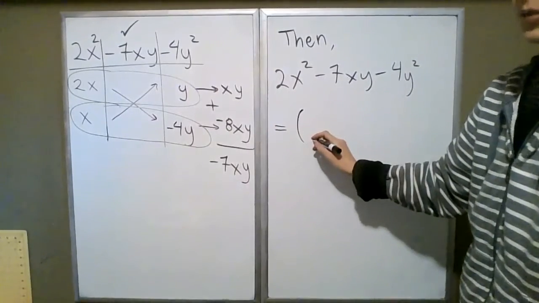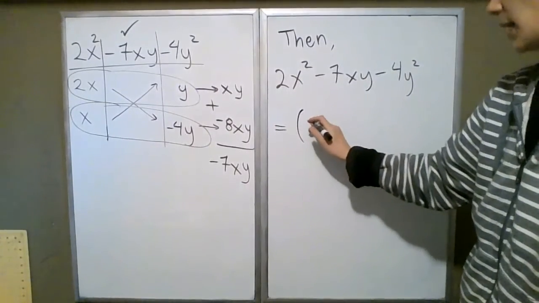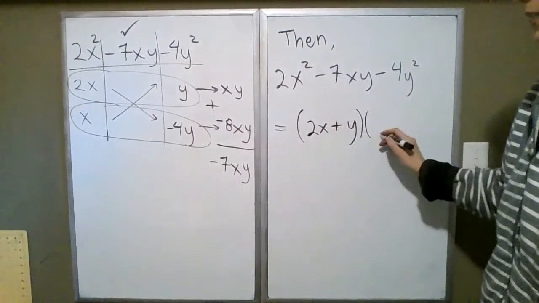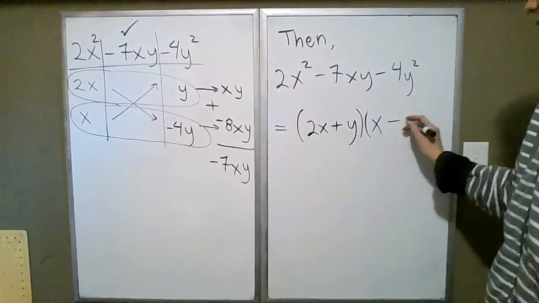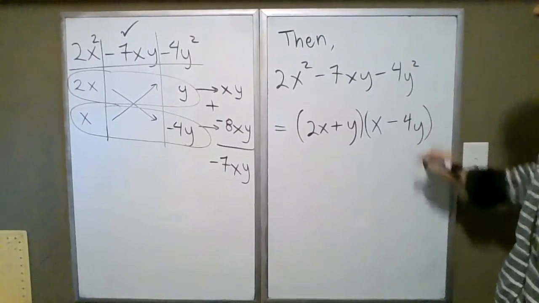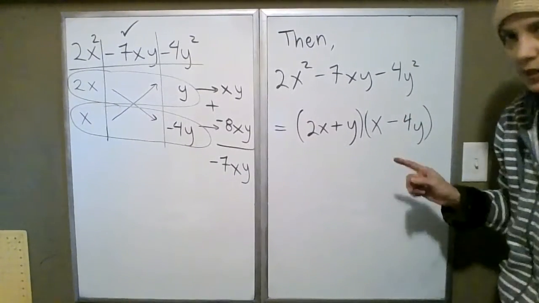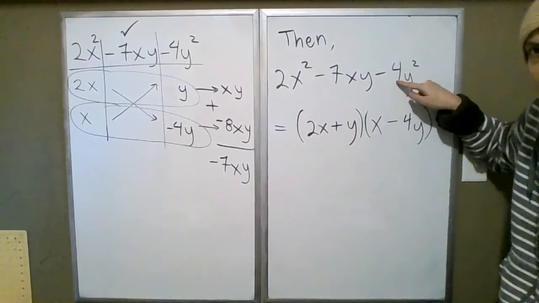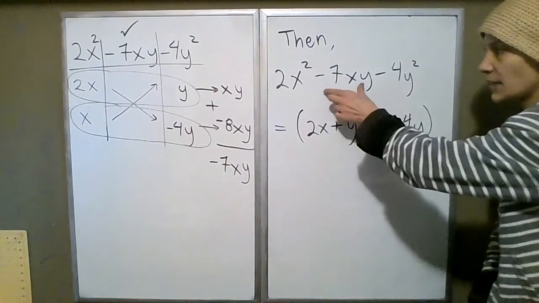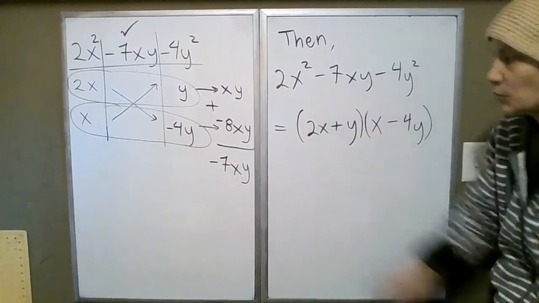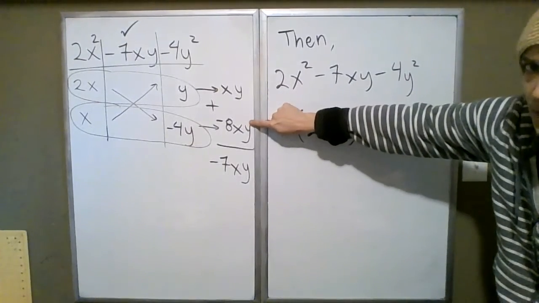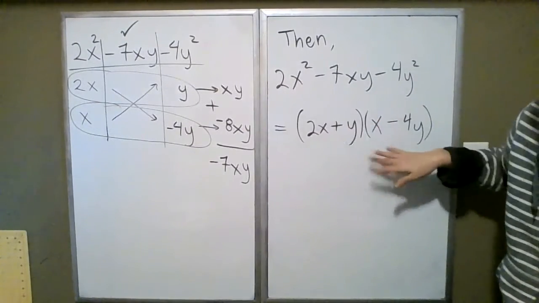So you take the first row, multiply it with the second row, the 2x plus y multiplied with the positive x and a minus 4y. Like I said before, if you're not comfortable jumping from here straight to the answer, to do the work in the middle, you rewrite 7xy using those pieces at the end, the plus xy and the minus 8xy. You do factor by grouping, and you'll get that answer.